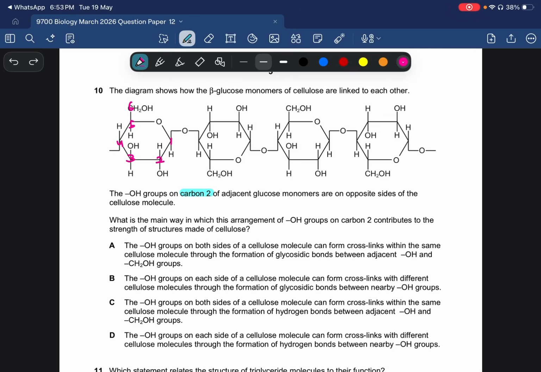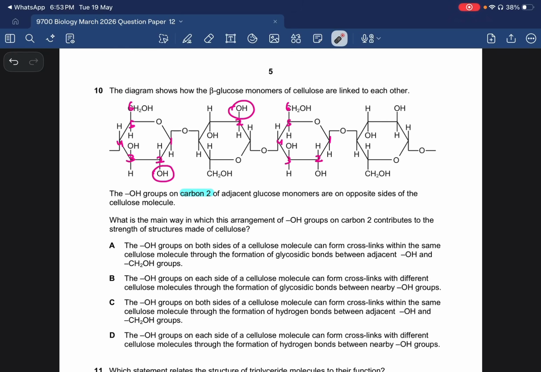Let me just double check. Yeah, this is fine. This is 1, 2, 3, 4, 5, and 6. Yeah, so this is going to be number 2. And you clearly see that the OH groups are on opposite sides, right? So what is it asking us?